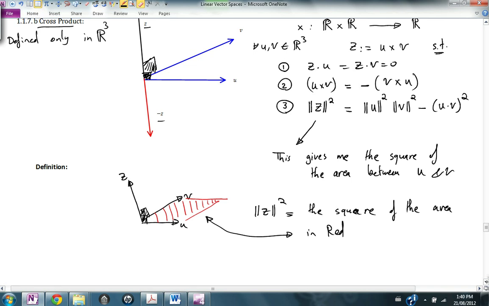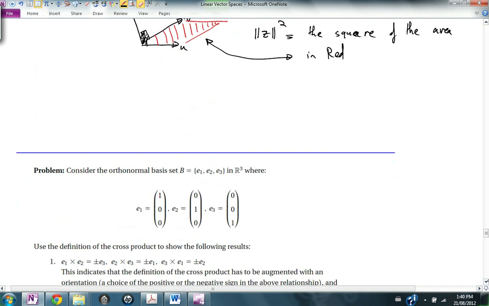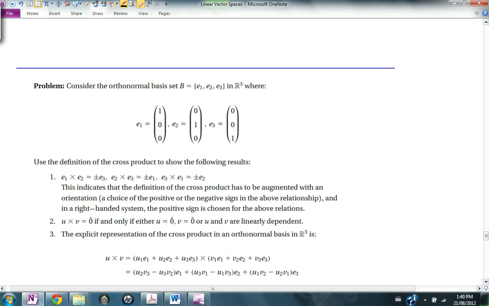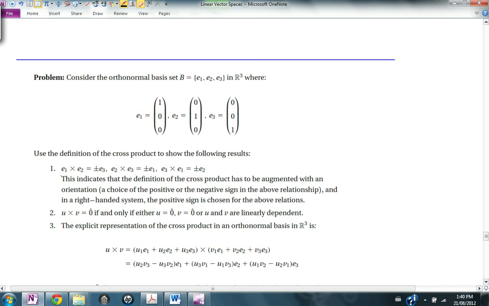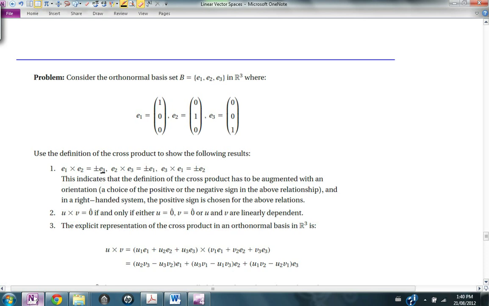So we defined the cross product using these three properties, and this allows us to come up with a few conclusions. The first conclusion is that when I take the cross product of E1 and E2, I have to get E3, because that's the one perpendicular to both E1 and E2. In fact, I should get positive or negative E3, but I will utilize the right hand rule, according to E1, E2, and E3, to choose the positive orientation. Similarly, if I take E2 cross E3, I should get E1, and E3 cross E1, I should get positive E2.